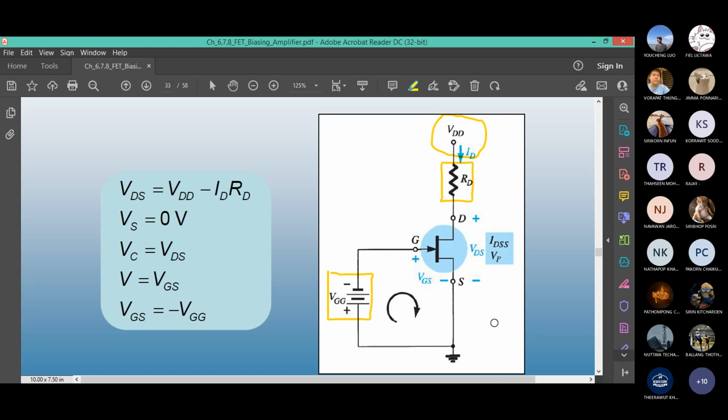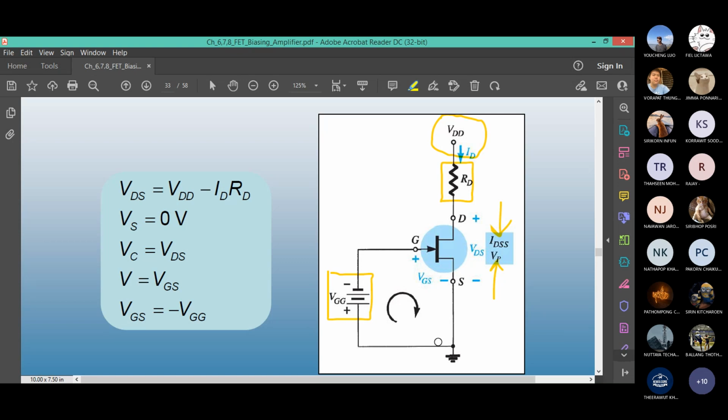Just like for BJT, which has a voltage drop VBE, there's a voltage drop VGS, but it is not a fixed value like 0.7. VBE is 0.7 volt. VGS, you know, can be 0 or it can be a negative value, which we have seen in the previous class. In this type of problem, the values of IDSS and pinch-off voltage are usually given. Also on the spec sheet, these are given.